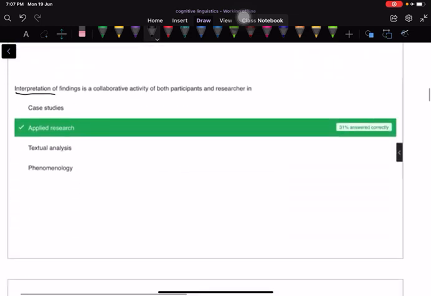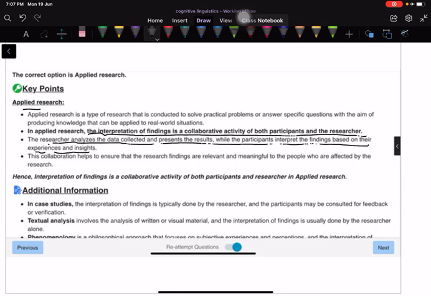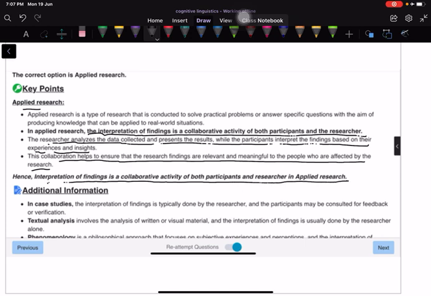The next: interpretation of findings is a collaborative activity of both participants and researchers in applied research. In applied research, the researcher analyzes the data collected and presents the results, while the participants interpret the findings based on their experiences and insights. This collaboration helps to ensure that the research findings are relevant and meaningful to the people who are affected by the research. Hence, interpretation of findings is a collaborative activity of both participants and researchers in applied research.